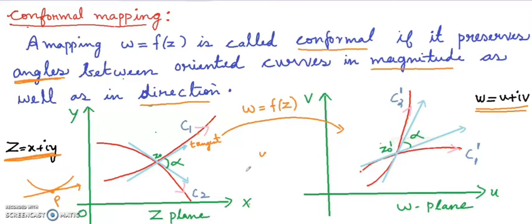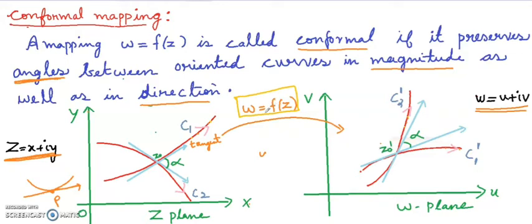So what is the mapping here? The mapping is w equals f of z. We draw these curves using this transformation. When z is some value here, we can find a w point here, and similarly for every z point in the z plane we find a w point. Likewise, we draw the curve using this mapping.